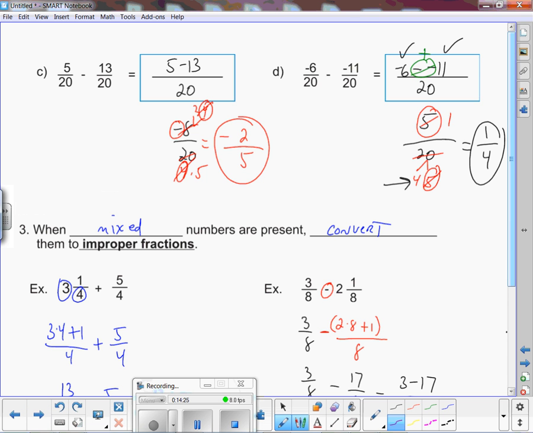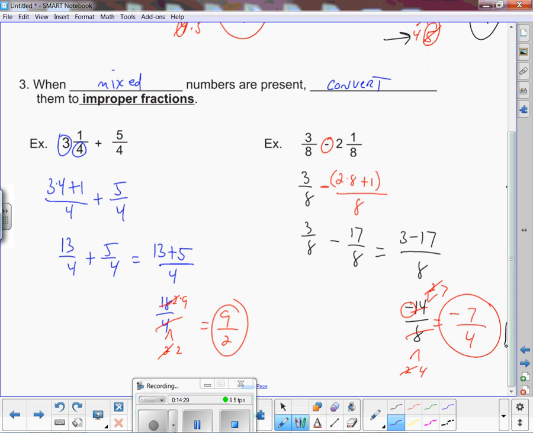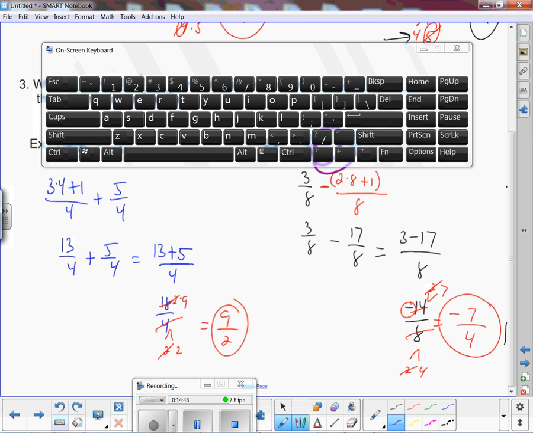And then we ended up doing a few more examples. If you get mixed numbers, not a big deal. Convert them. Be careful with the negative mixed number, right over here. That's the way I taught you: leave the negative out front, use a parenthesis for your numerator, and that'll take care of that negative, and you'll have the correct situation.